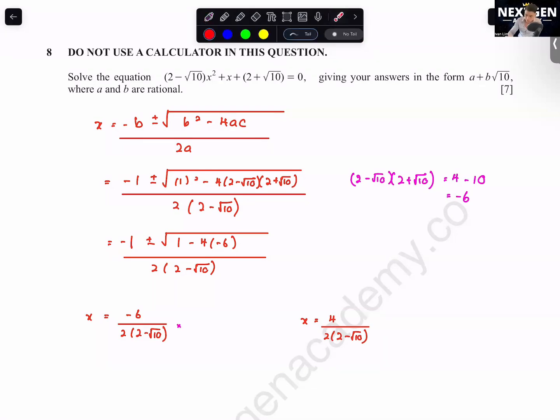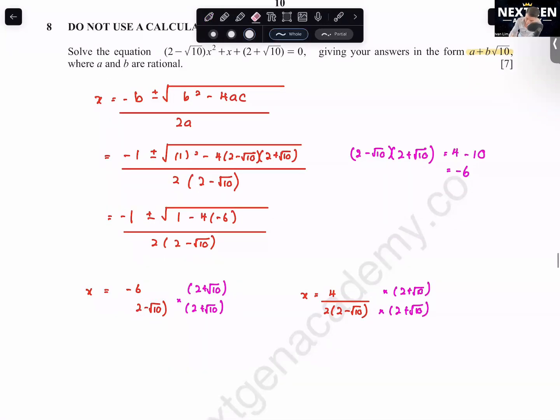They want it in this form. Normally, when you see this question, most likely you have to rationalize the denominator. So you multiply this by 2 plus sub 10 over 2 plus sub 10. This one also, same thing, 2 plus sub 10 over 2 plus sub 10. You can simplify the values here first also. This will become 3. This one, 2.